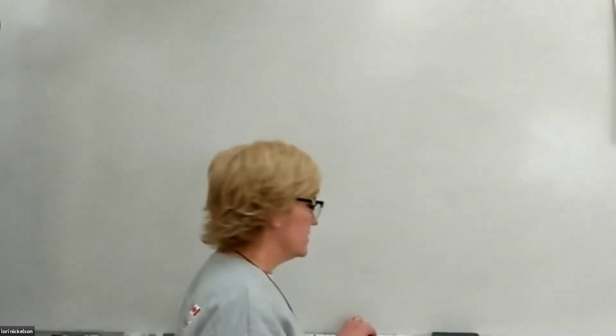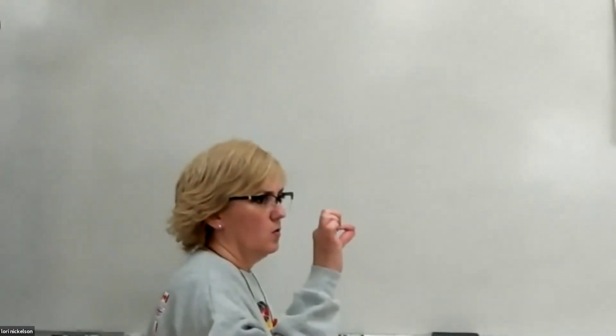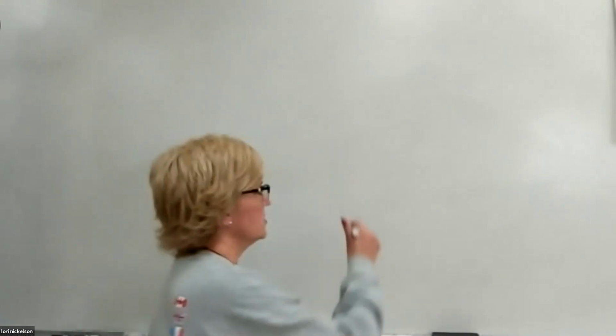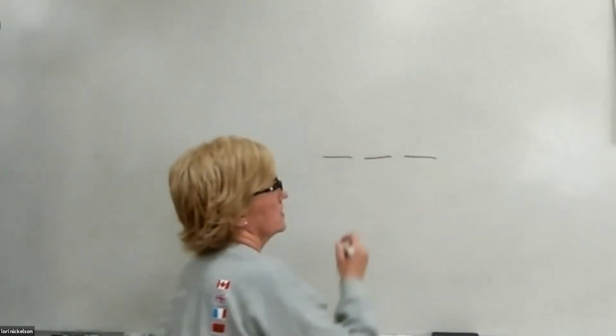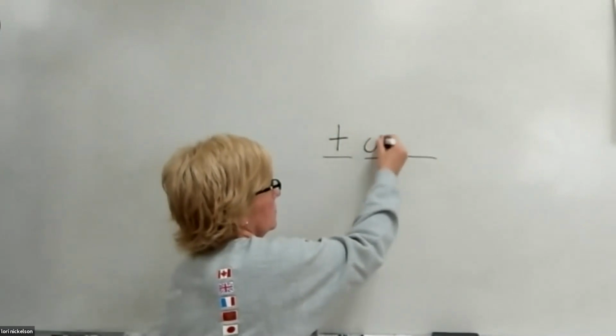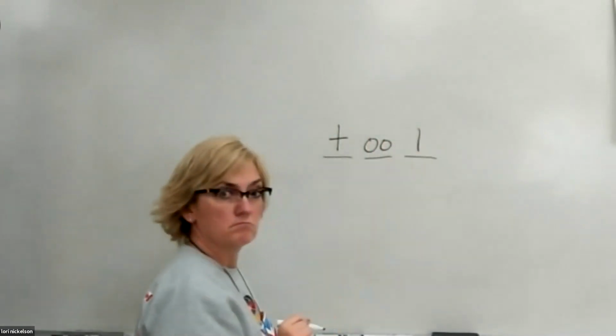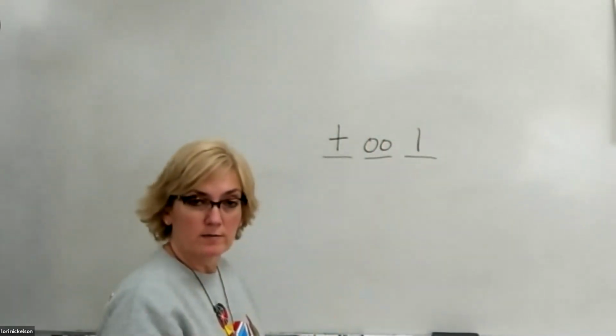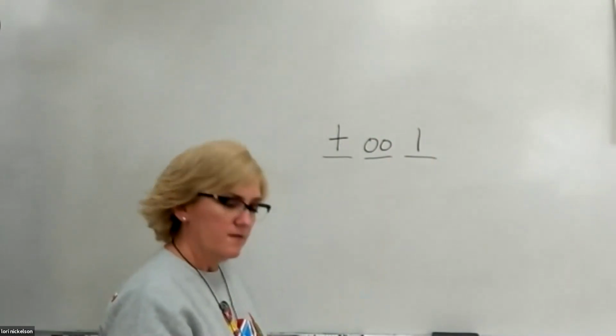Let me move this up and I'm going to bring it in and put it up here on the board too. Tool. I was writing tool. T-o-o. I got three sounds, so I'm going to put three lines. T-o-o. That's what you should have on your board. Let's do our next word.